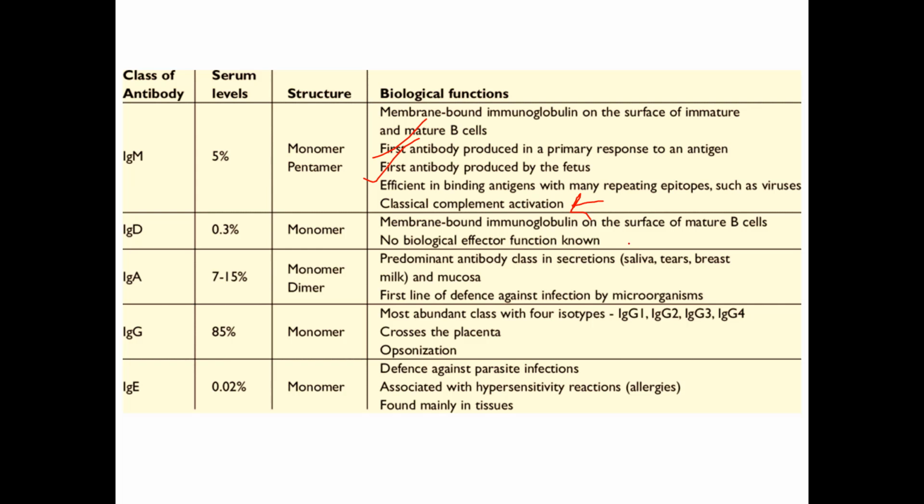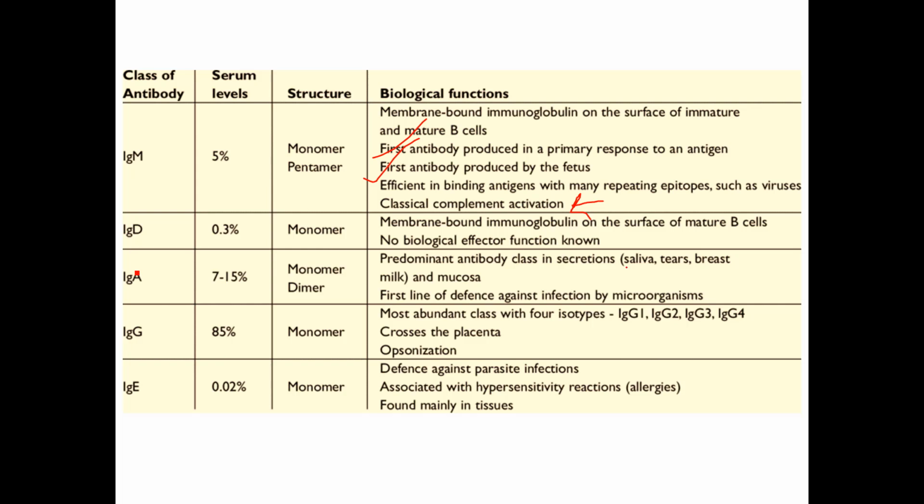Next, we have IgA, which is present at a serum level of 7 to 15%. It can exist as a monomer as well as a dimer because it has a joining chain. It is the predominant antibody class present in the secretions. What type of secretions? We can have saliva, tears, breast milk, and mucosa. So wherever mucosal secretions are there, this antibody IgA will be present. And it is the first line of defense against infection by microorganisms, because the first site where the microorganism comes in contact with the body is the mucosal sites like the nose or the nasopharyngeal region.